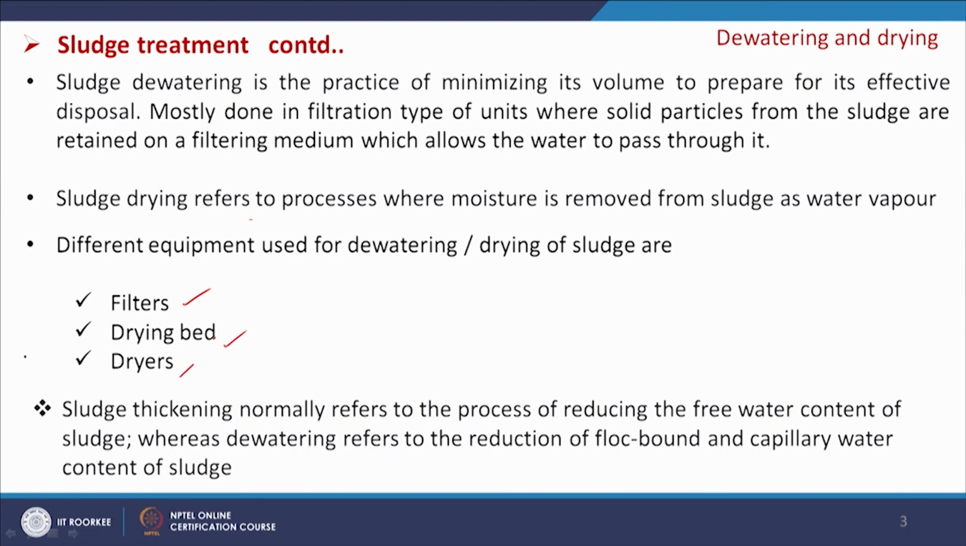One similar term we have seen in our previous classes, that is thickening. Sludge thickening also deals with the removal of moisture content, but sludge thickening normally refers to the process of reducing the free water content of sludge, whereas dewatering refers to the reduction of floc bound and capillary water content of sludge. So, this is the basic difference between the thickening and the dewatering process.